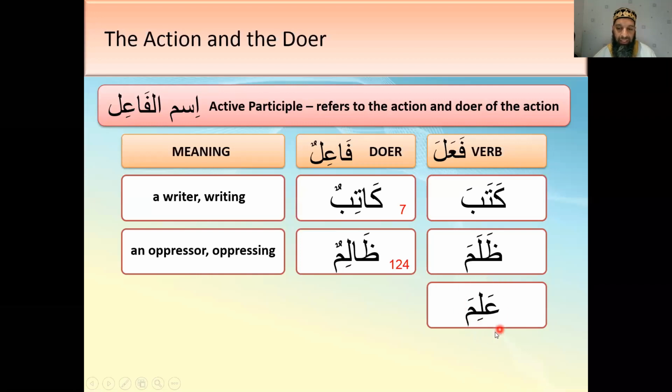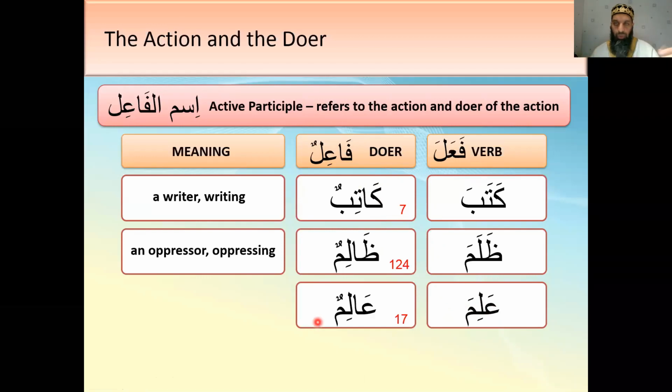Yes, so you get this and you put it through this machine, the fa'ilun machine. Let's call it the fa'ilun machine, right? So this one goes into the fa'ilun machine. What happens? The ayn gets an alif, so a. The lam gets a kasra. It's already got a kasra, but it keeps the kasra. Ali, and the mim gets a double dhamma. Alimun, and that is the one who does alima.